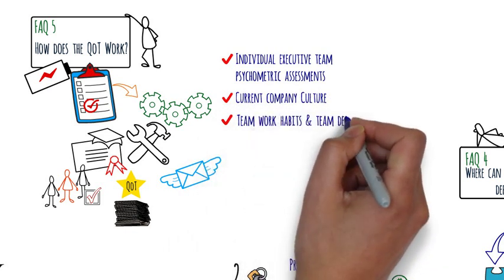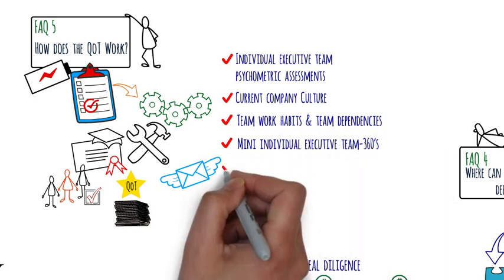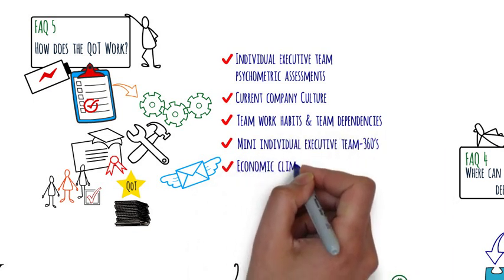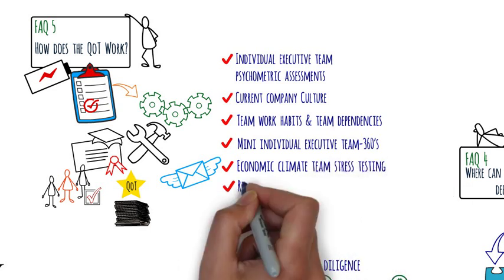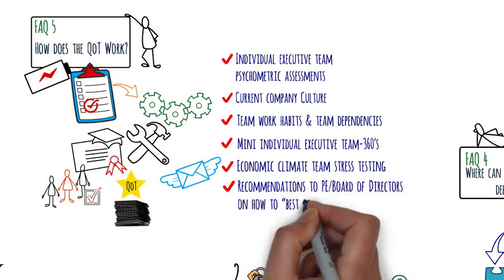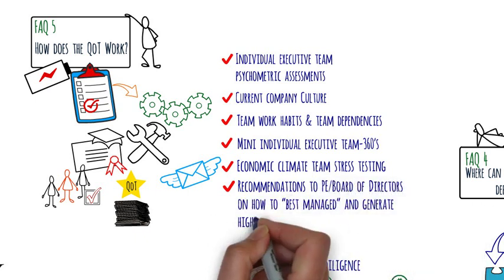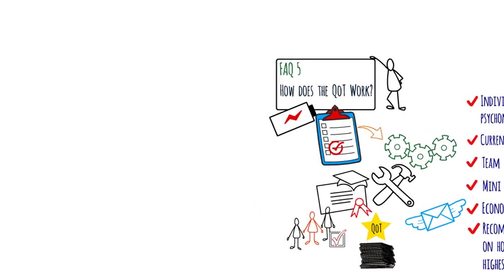and team interdependencies, mini individual executive team 360s, economic climate team stress testing, wartime versus peacetime leadership aptitude. And the last, recommendations to private equity and or board of directors on how individual executives and or the whole team is likely to be best managed to generate highest company performance.